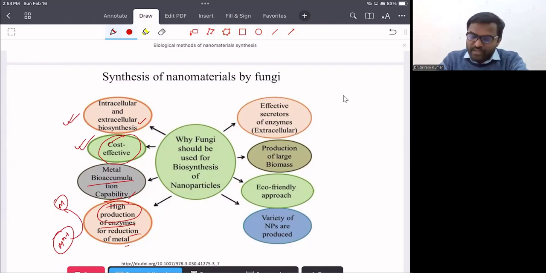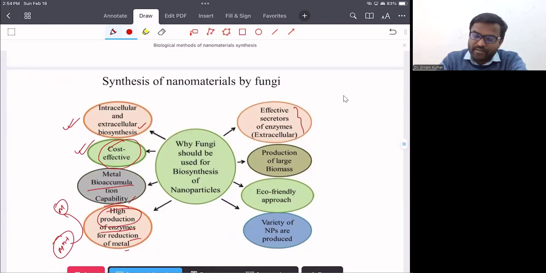And the next point is about the effective secretion of the enzyme. Fungi have higher metabolic activity as compared to bacteria, and that's why fungi grow at a very high rate as compared to bacteria. Because of that, we will have a high concentration of enzyme present, and we can use that enzyme for extracellular nanomaterial synthesis. And the next point is about the production of large biomass.